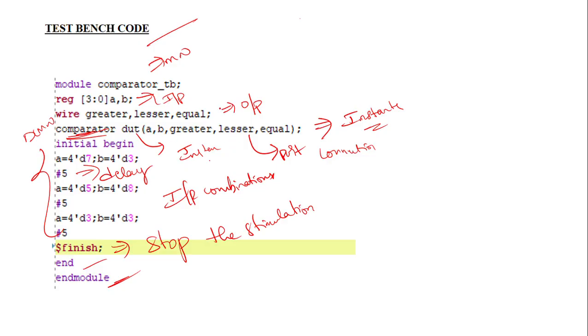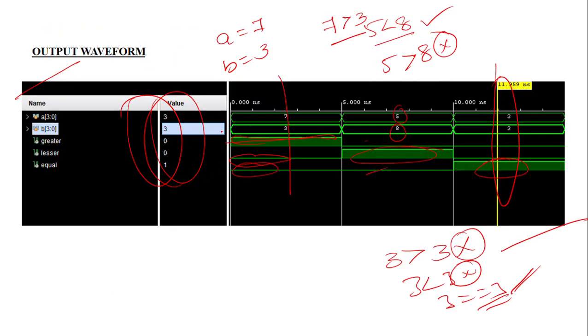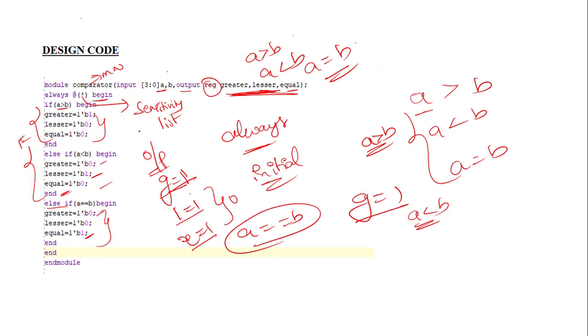So that is about the design code of the comparator. If you want to take more bits, you can simply increase the input bit widths, and then it can be converted into a larger bit comparator.